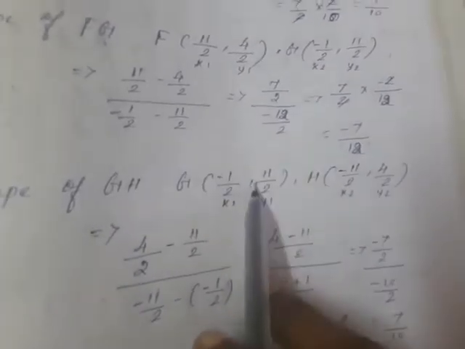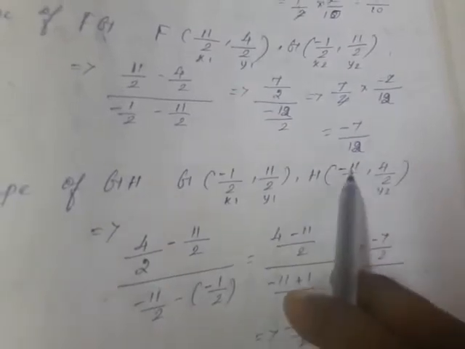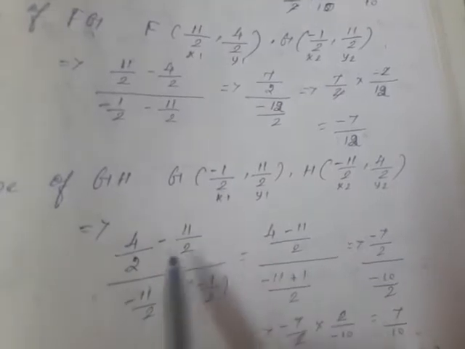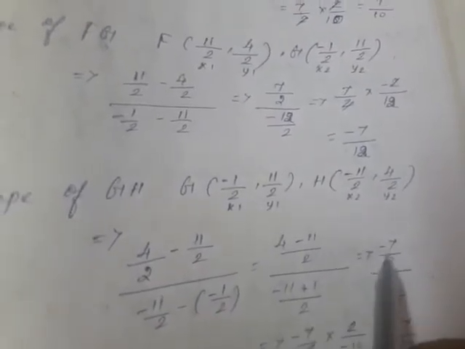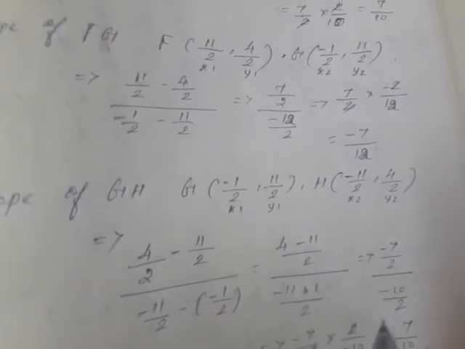4 by 2 minus 11 by 2, by minus 11 by 2 minus of minus 1 by 2. Okay. These two, 4 minus 11 by 2, minus 11 by 2 minus into minus plus. So minus 11 plus 1 by 2. So these two you have to subtract, minus 7 by 2 by minus 10 by 2. So minus 7 by 2. This one you have to move up, minus 2 by 10. 2 cancel, minus also cancel, 7 by 10 is the answer. So slope of GH.